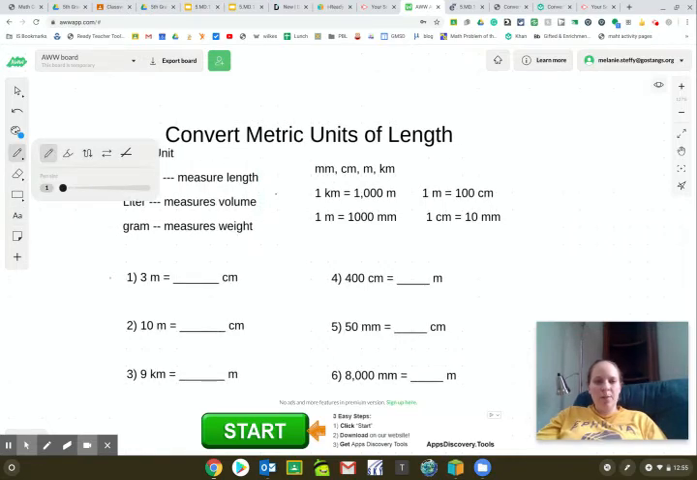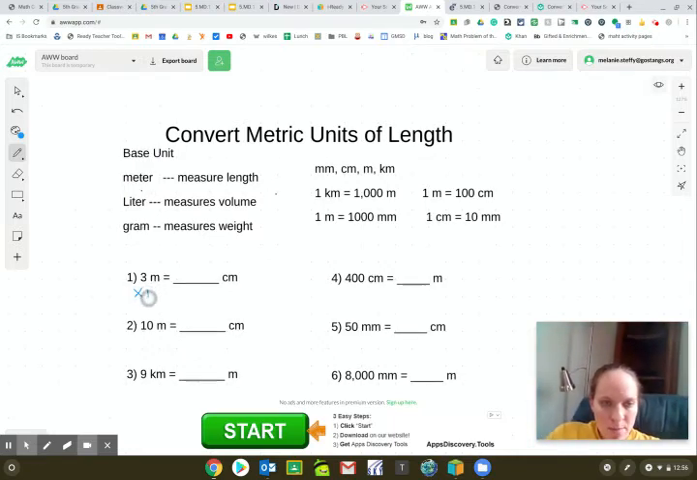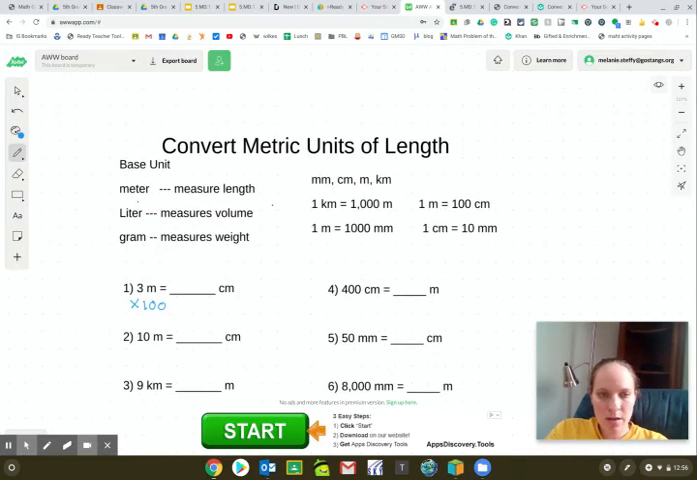So the first example here is 3 meters is equal to how many centimeters? I can go up to my chart and see that 1 meter is equal to 100 centimeters. So if I have 3 meters, that means I have 100, 100, 100. In other words, I can take my 3 meters and multiply it by 100, and that will tell me how many centimeters I have. So 3 meters is equal to 300 centimeters.